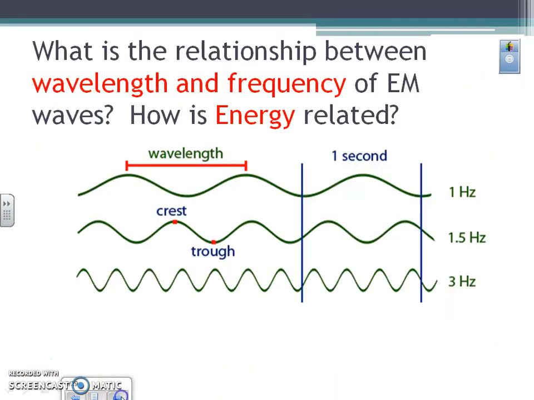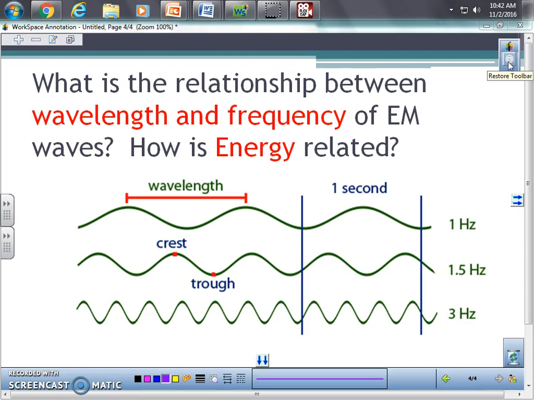All right, next thing, the relationship between wavelength and frequency of EM waves. How is energy related? So let's go ahead and label our waves here so that you can see how they're measured. And there is a typo or a picture problem here, so we're going to fix it. So here is one point of a wave, and here is the same point. So I went from trough to trough. That was one wave per second, which equaled 1 hertz. Here is just past the trough.